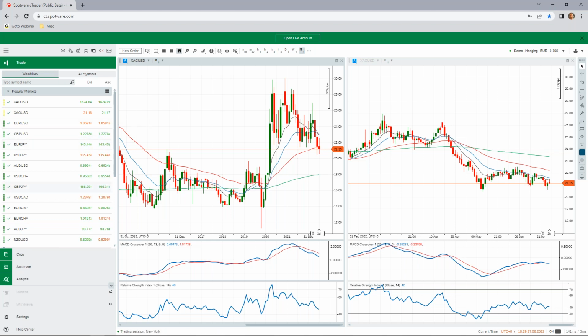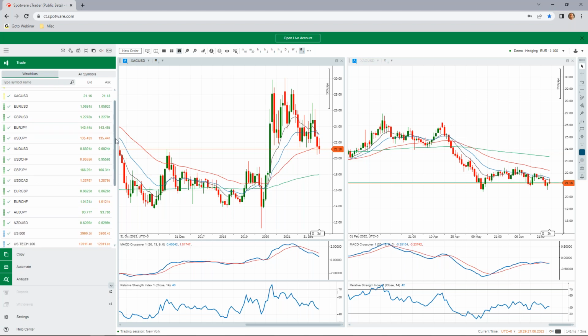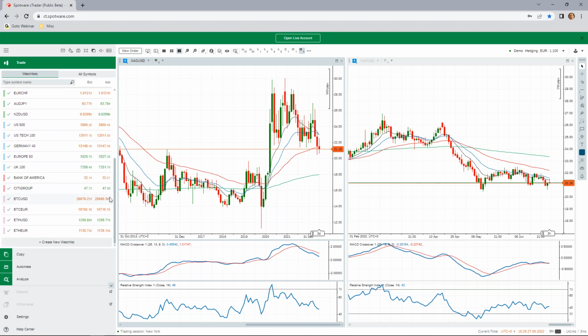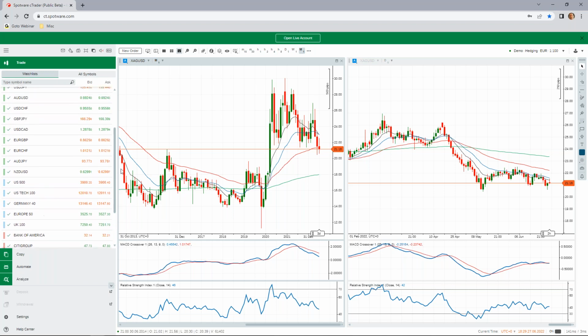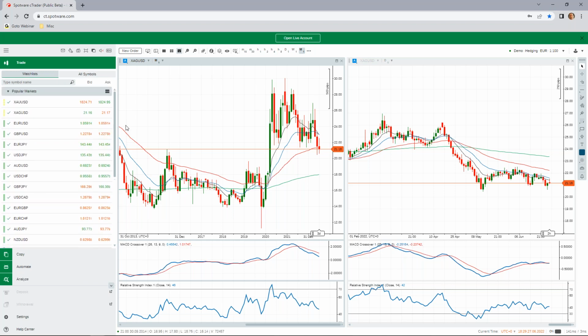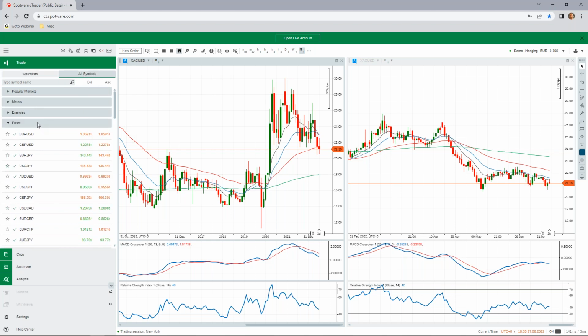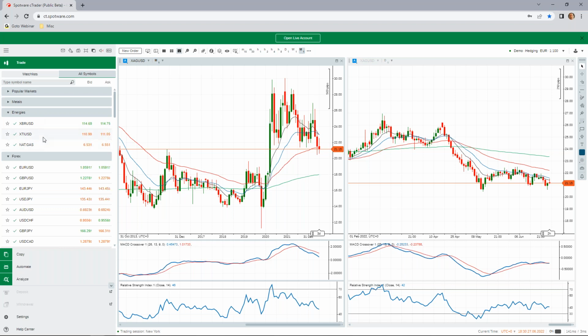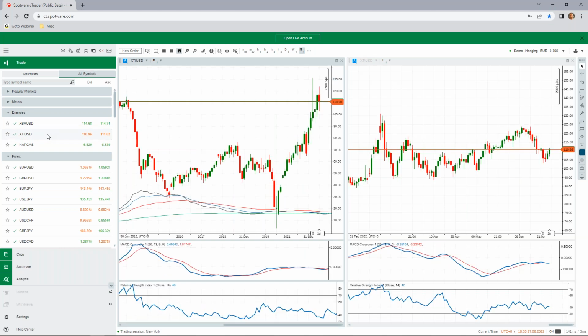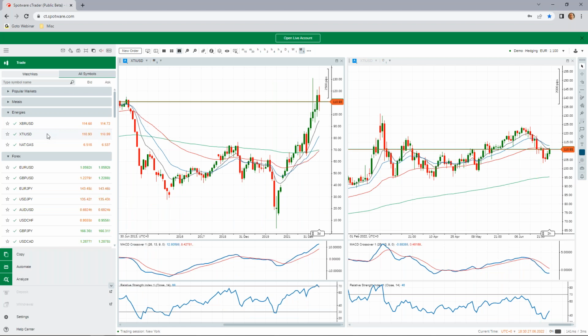All right, so let's take a look at some commodities. If you guys have any questions based on some of the technical analysis that we're talking about here, shoot those over to me. Let's take a look at oil and see what that looks like. Let's go to energies, and then we'll take a look at crude.